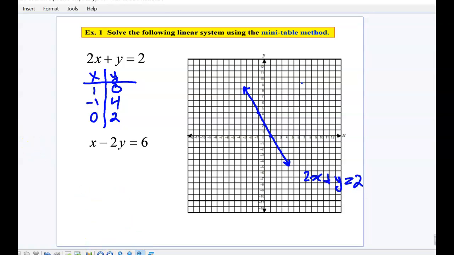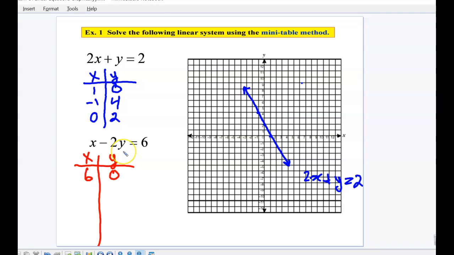Now we're going to do the exact same thing with our next mini table, but we're going to do this one in red. So again, x and y. If I let y equals 0, the negative 2y drops off, and I'll be left with x equals 6. That one's pretty easy to do by inspection.